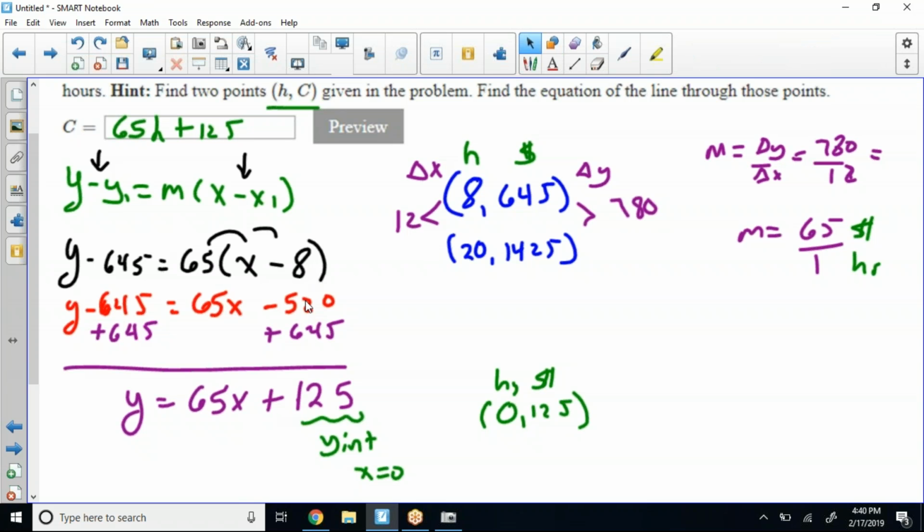So again, if we've got to write an equation, we need a point and a slope, hence the point-slope form, right? And that's what this is right here. So you should be okay on that.